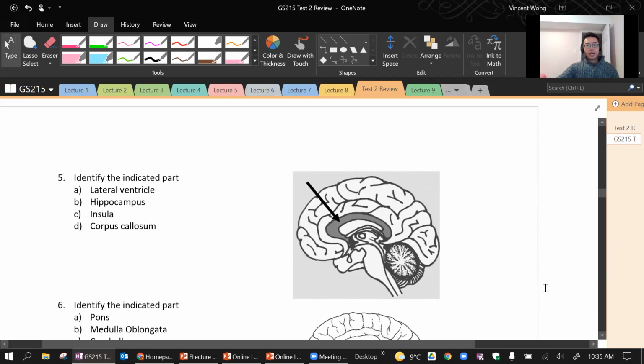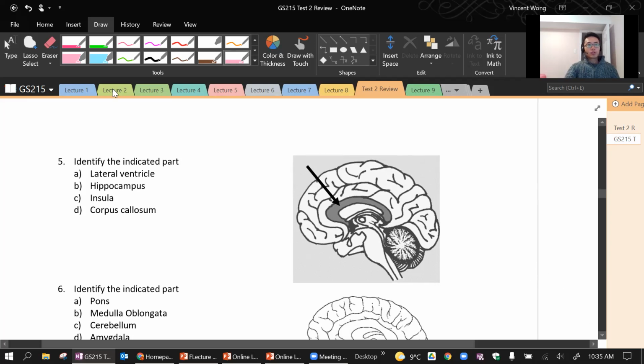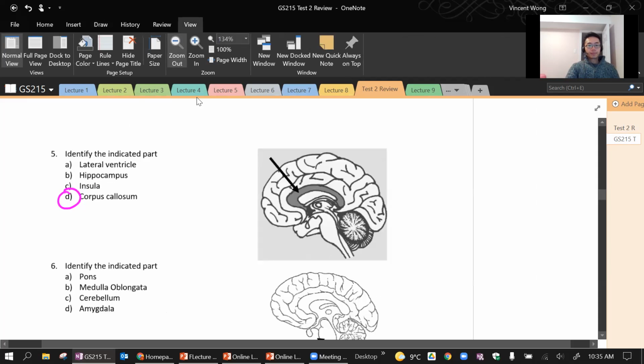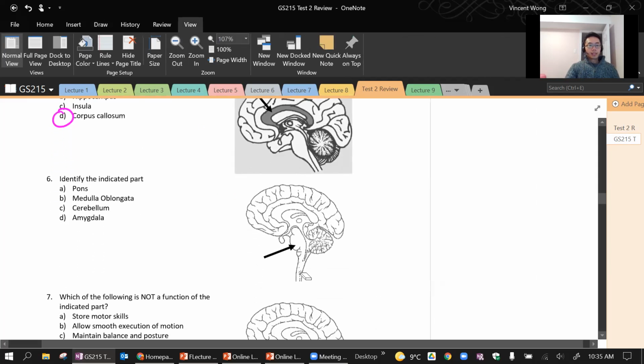Identify the indicated structures. I'm just going to tell you the answer. We don't have time to do the polls. So this is the corpus callosum. And the next one, this here, the bulging part, that is the pons.